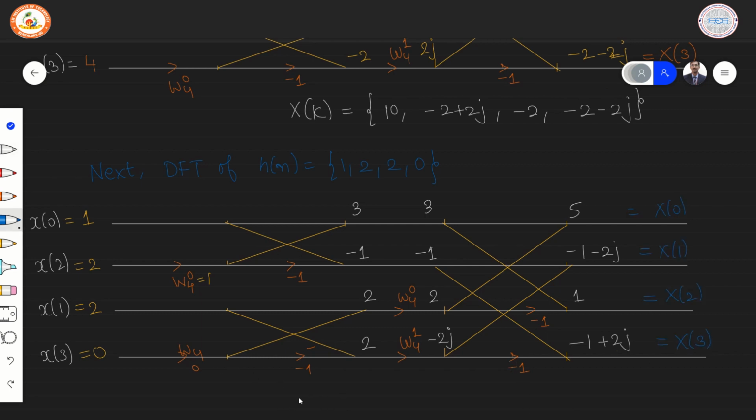In the sequence form, you could write the result as h of k is 5, minus 1 minus 2j, 1, minus 1 plus 2j. I should have changed the notation here as h of 0, h of 1, h of 2, h of 3 and so on, and this becomes h of k respectively. So please consider that.